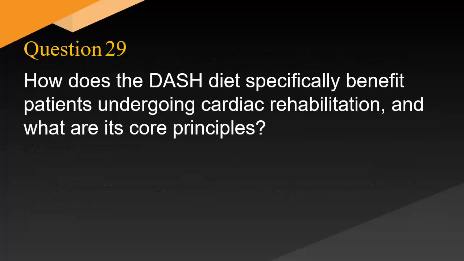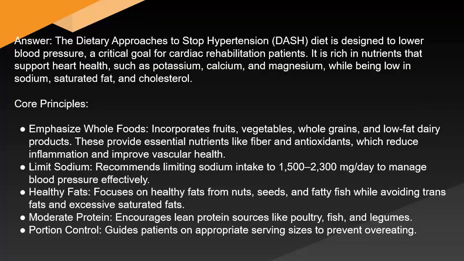How does the DASH diet specifically benefit patients undergoing cardiac rehabilitation, and what are its core principles? Answer: the Dietary Approaches to Stop Hypertension. The DASH diet is designed to lower blood pressure, a critical goal for cardiac rehabilitation patients. It is rich in nutrients that support heart health, such as potassium, calcium, and magnesium, while being low in sodium, saturated fat, and cholesterol. Core principles: emphasize whole foods, incorporating fruits, vegetables, whole grains, and low-fat dairy products.